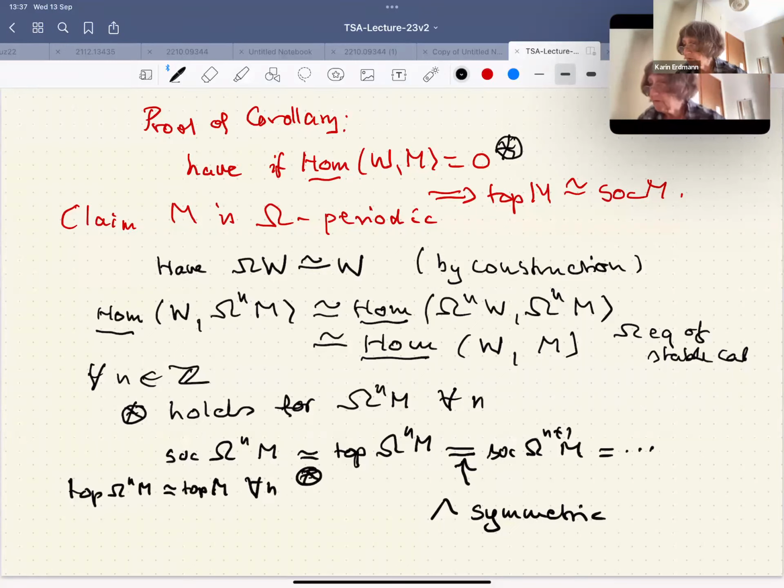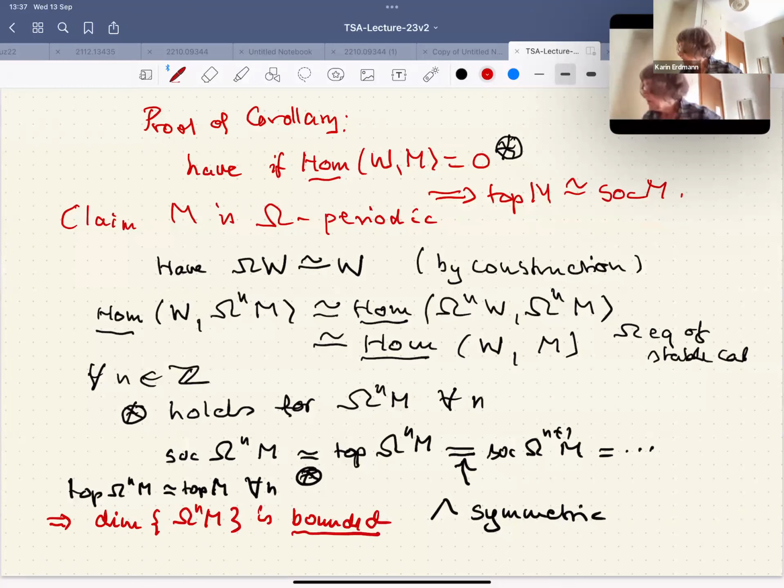And so this tells me that the dimension of the modules omega n M must be bounded, because the projectives appearing are always the same, right? So this is very good, because then you have again a dimension d, so that infinitely many omega n M have dimension d.